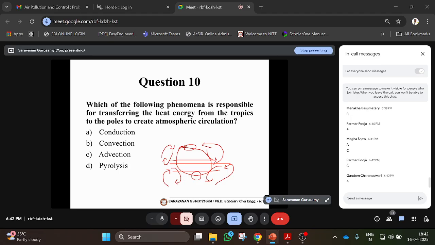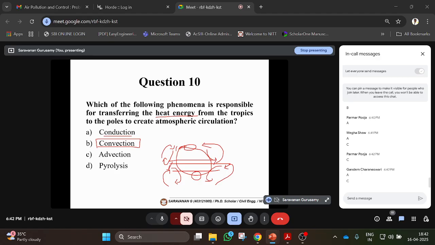So this circulation is due to conduction. Actually, it's heat energy, so it should be convection, not conduction. It should be, but it's a bulk movement, so it's called advection. You can also say it's convection due to temperature difference, because it is transferring the heat.